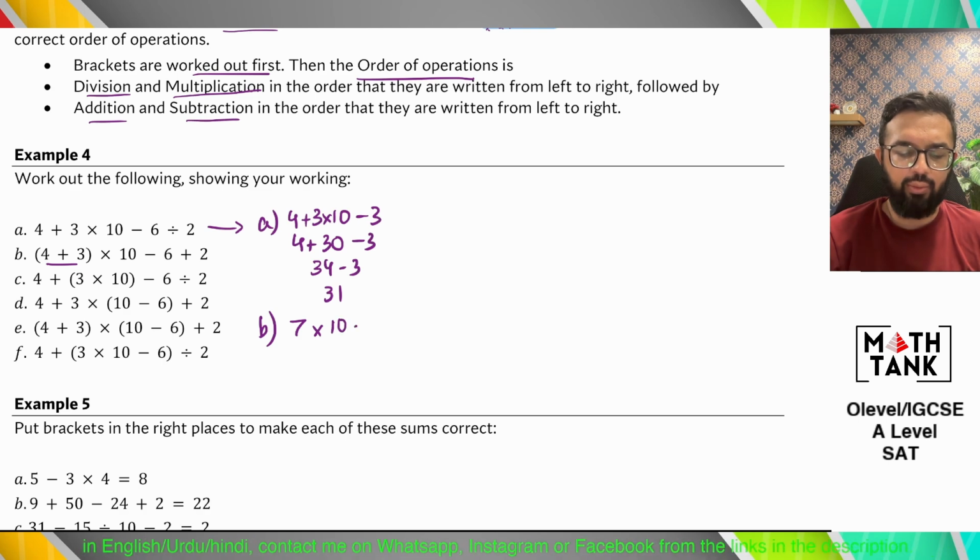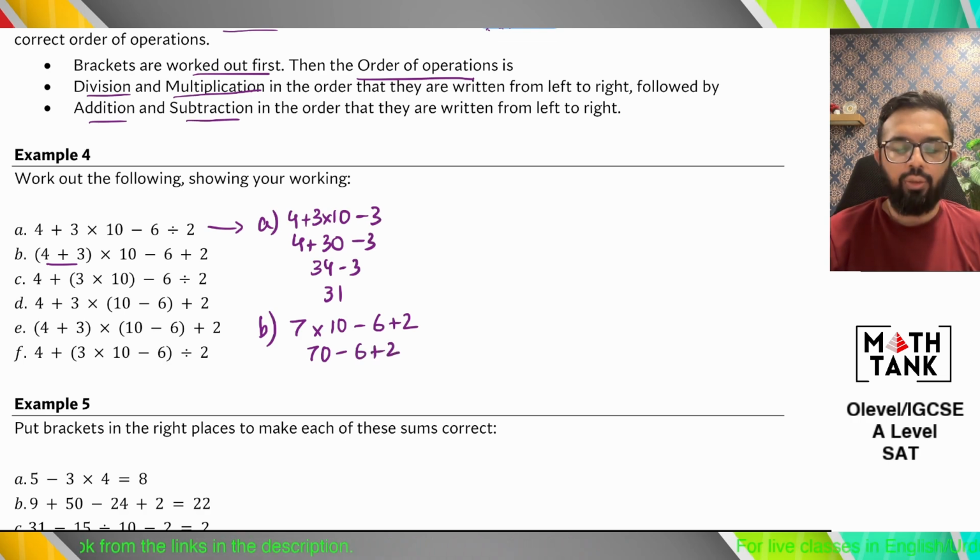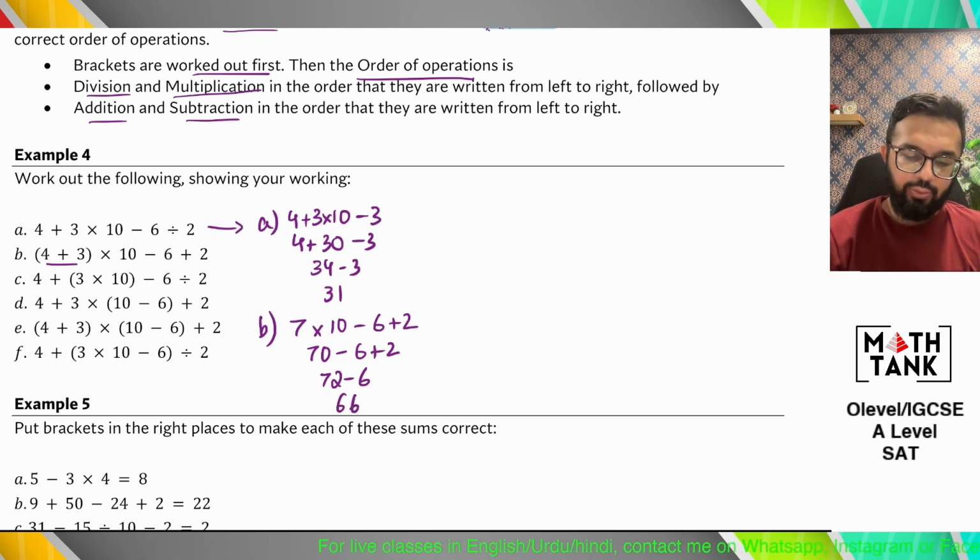Okay, let's first resolve this bracket. So 7 into 10 minus 6 plus 2. What should I do first? I should do multiplication first. So 70 minus 6 plus 2. I should add first. So 72 minus 6, that gives me 66.